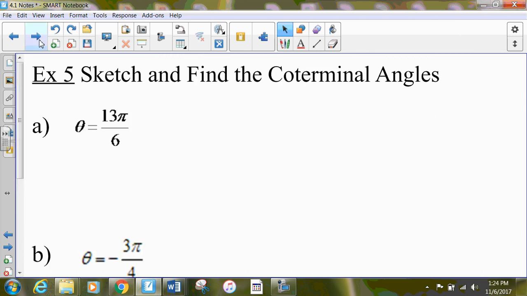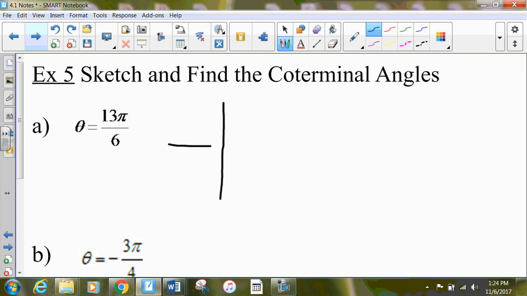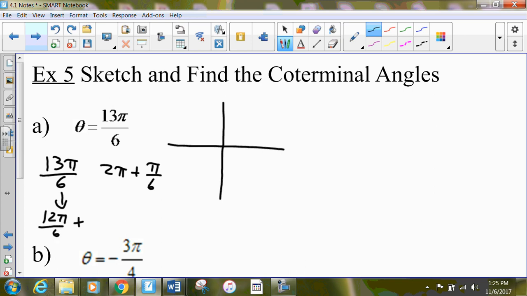Okay, sketch and find the coterminal angle. So more practice with radians, which is good. So when I think about 13 pi over 6, that sounds like I'm dealing with 2 pi plus a pi over 6, don't you think? Because 13 pi over 6 we can rewrite as 12 pi over 6 plus pi over 6. So sometimes before we even pick up our pencil to sketch an angle, we really need to pick up our pencil and figure out what we're looking at. So 13 pi over 6, we need to simplify it in a way that helps us to sketch it.